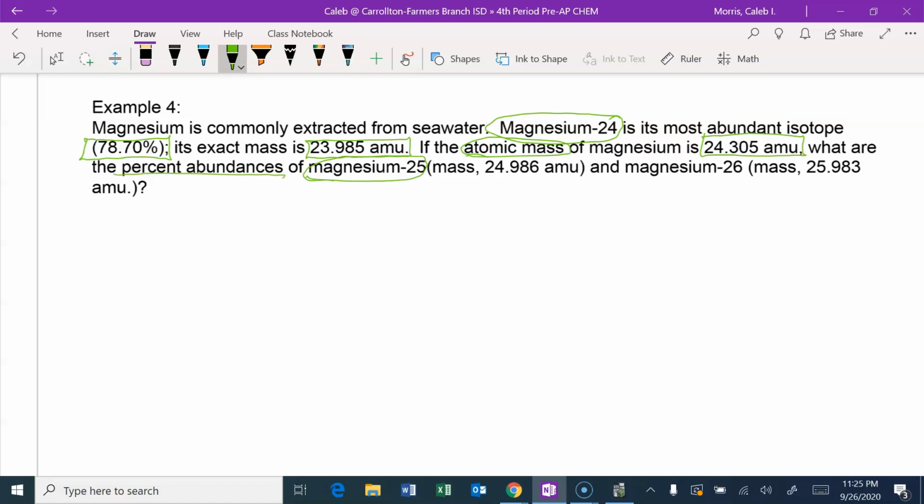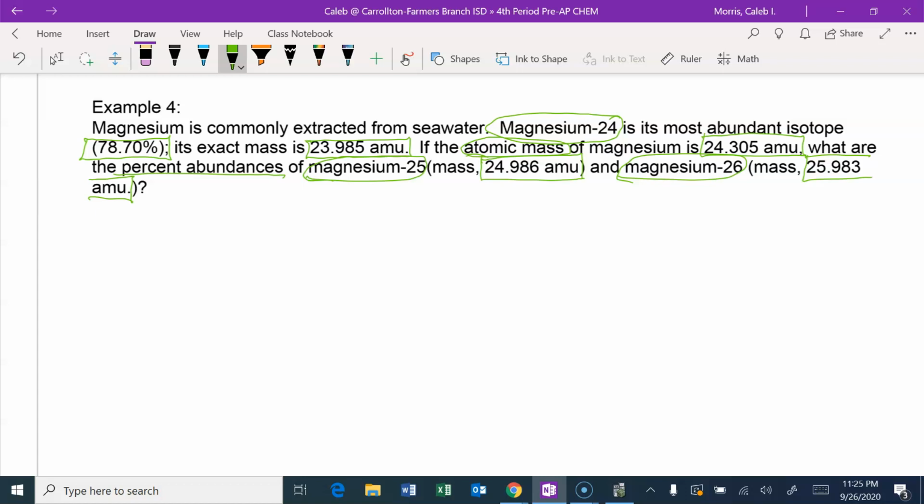So we're looking for percent abundances of magnesium 25, which has a mass of 24.986, and magnesium 26, which has a mass of 25.983 AMU. All right, so a lot of information. Let's try to break it down in a table.